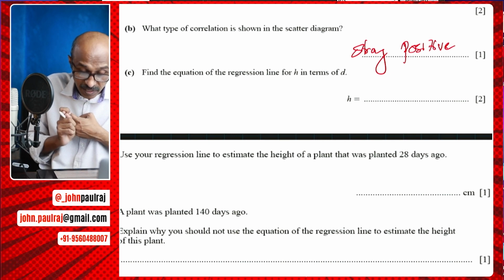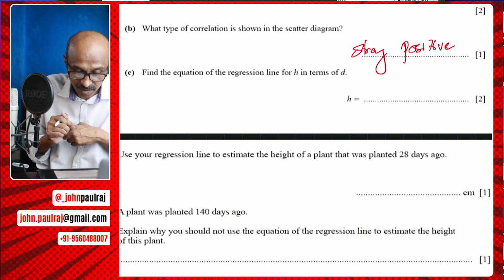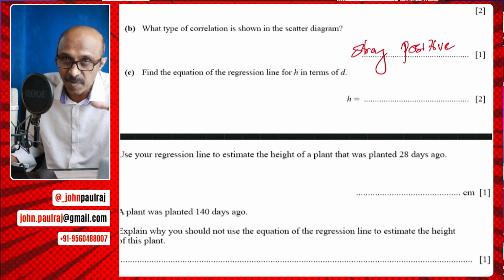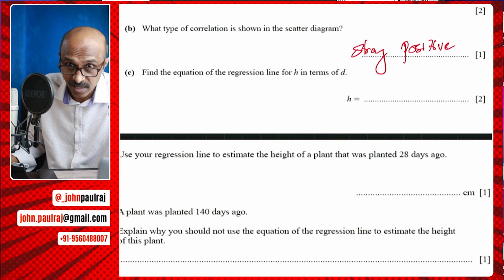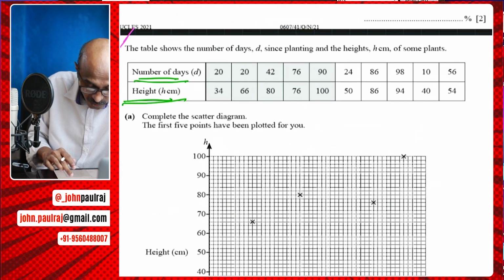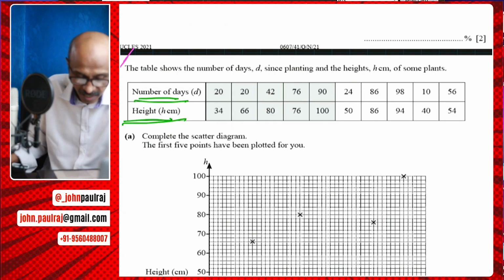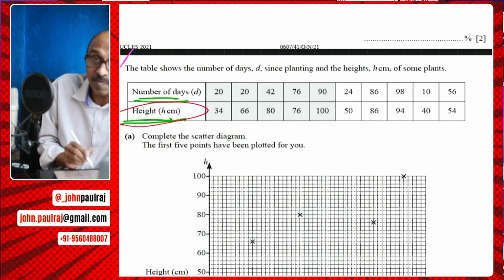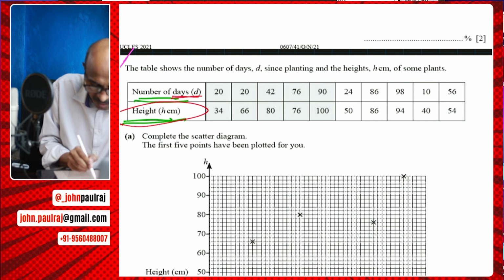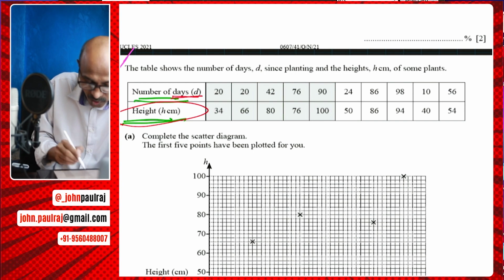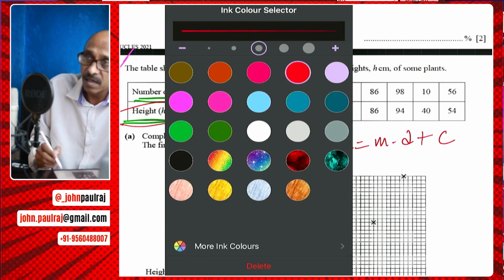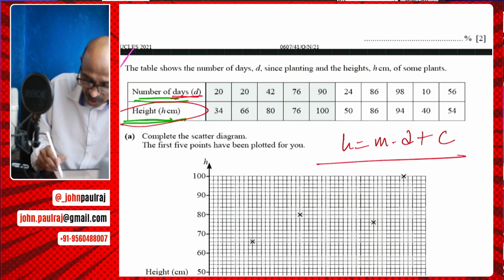Find the regression equation. Find the equation of the regression line for h in terms of d. This is important. Don't write it as y equals mx plus b. Don't write y and x. Find out from the question. Read the question in context. The h was the dependent variable, and the number of days, the d, was the independent variable. So it is h is equal to m times d plus whatever the y-intercept is. So you need to write it in the context.